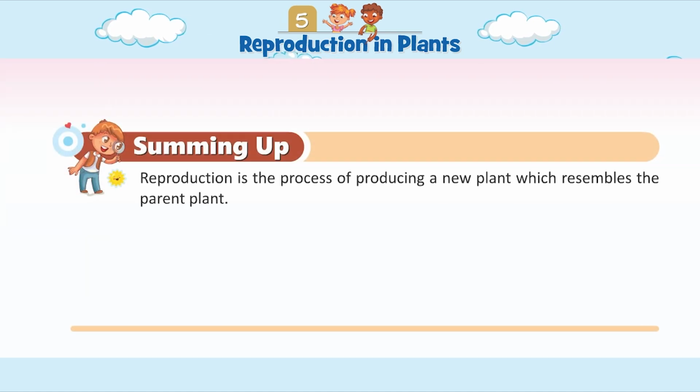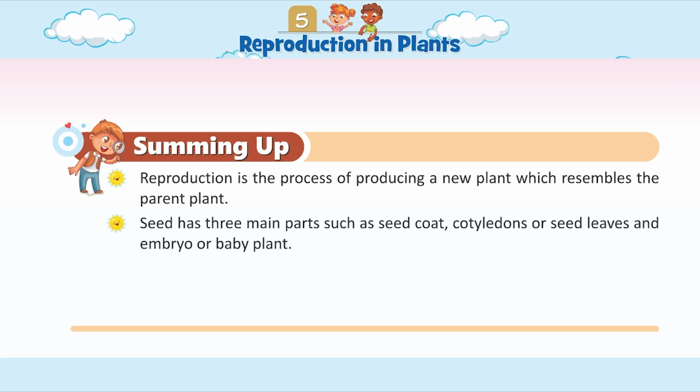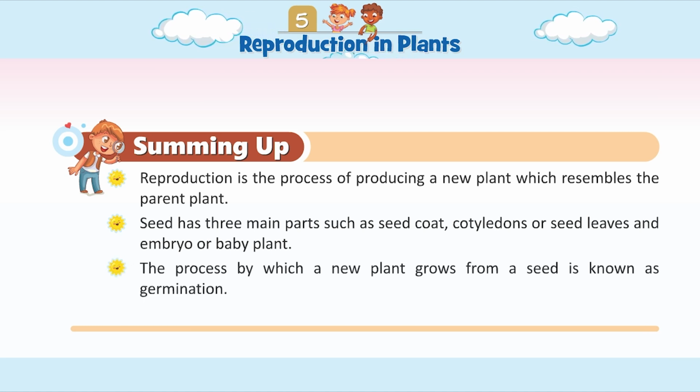Summing up. Reproduction is the process of producing a new plant which resembles the parent plant. Seed has three main parts such as seed coat, cotyledons or seed leaves, and embryo or baby plant. The process by which a new plant grows from a seed is known as germination.